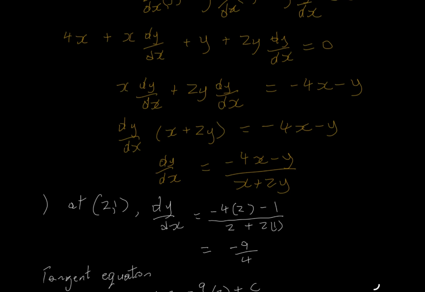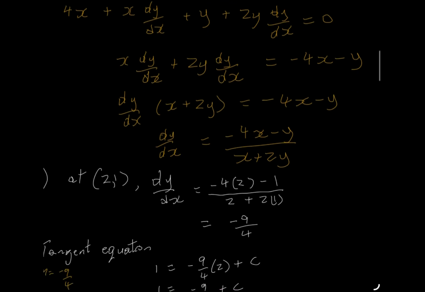Now at (2, 1), our gradient m, which we have as dy dx here, is going to be equal to plugging in for the x and y. So that's negative 4 times 2 minus 1, that's for the y, and then over 2, which is the x, plus 2 times 1, which was the y. So negative 4 times 2, that's negative 8, minus 1, that's negative 9. And then in the denominator, 2 plus 2 is equal to 4. So your gradient is negative 9 over 4.